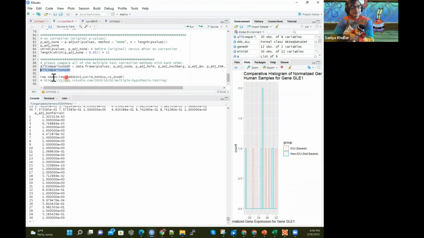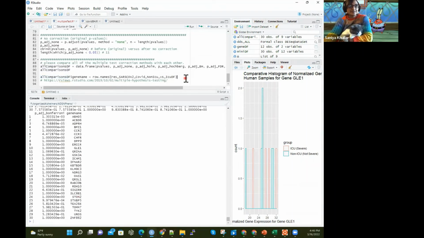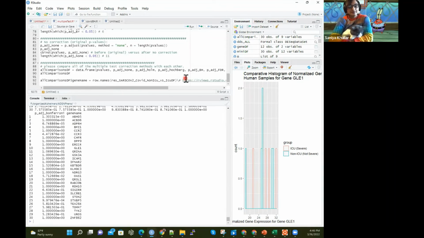So, all comparisons, the data frame. Let me even add in the gene name here. Let me even add in a column called gene names and set it to be equal to this row names here. This row names is just those 30. And I can just see this here. Now I have the gene name as well. So I can just view this. Oh, one second.